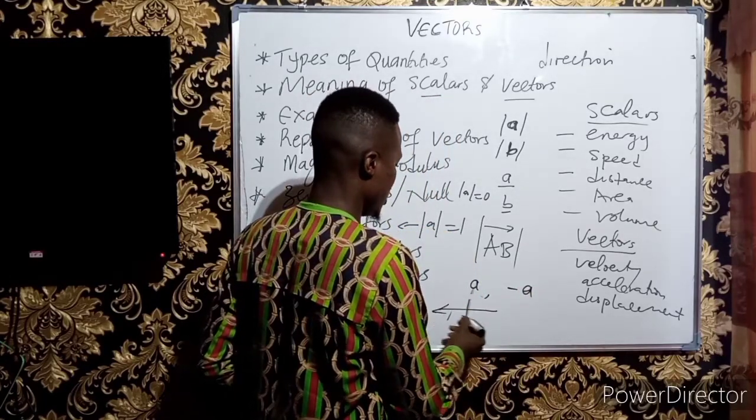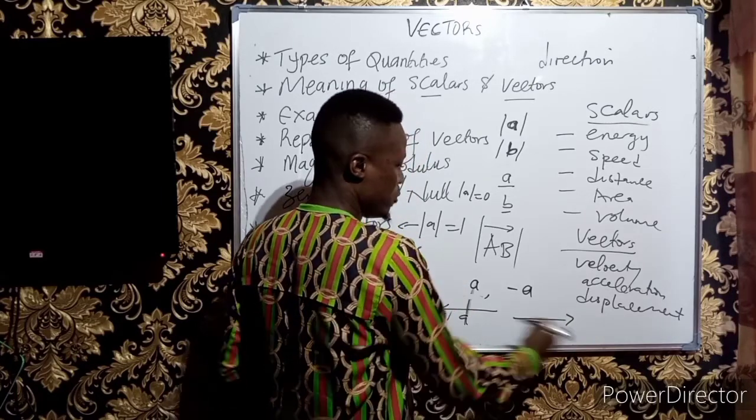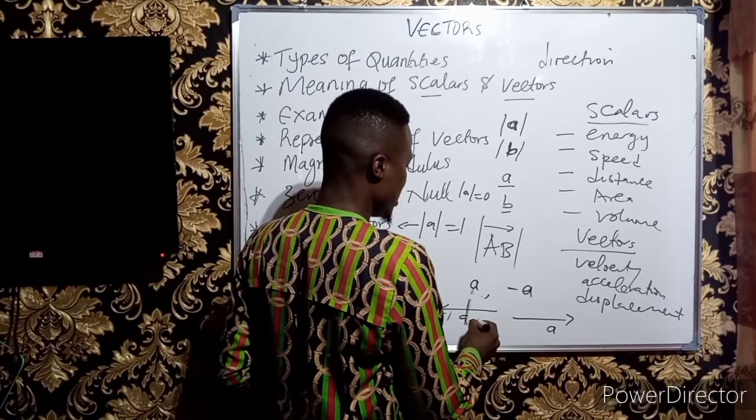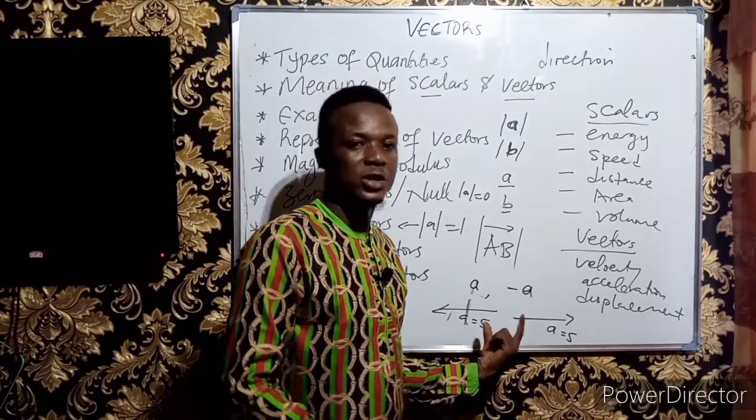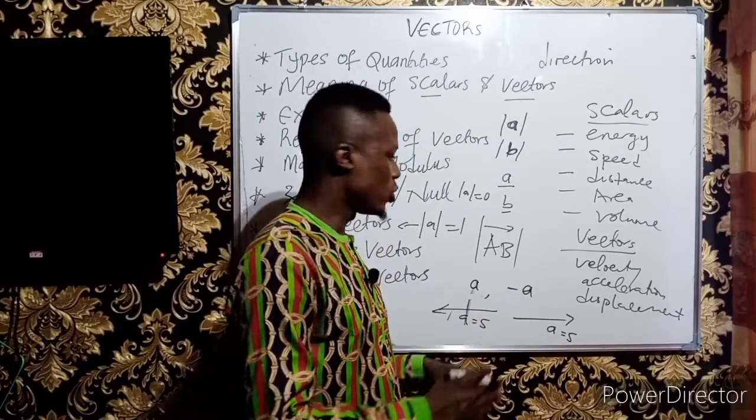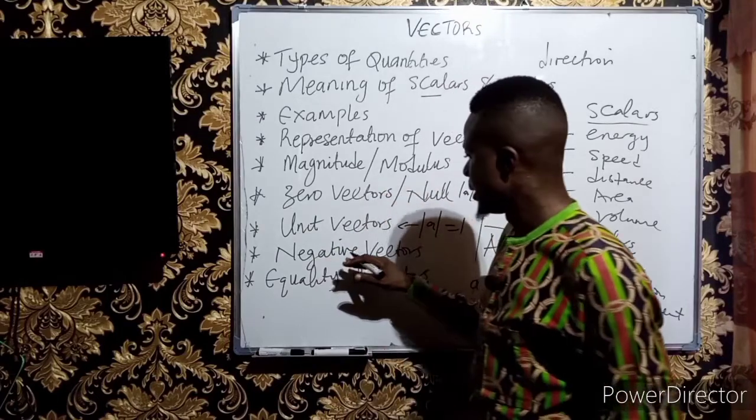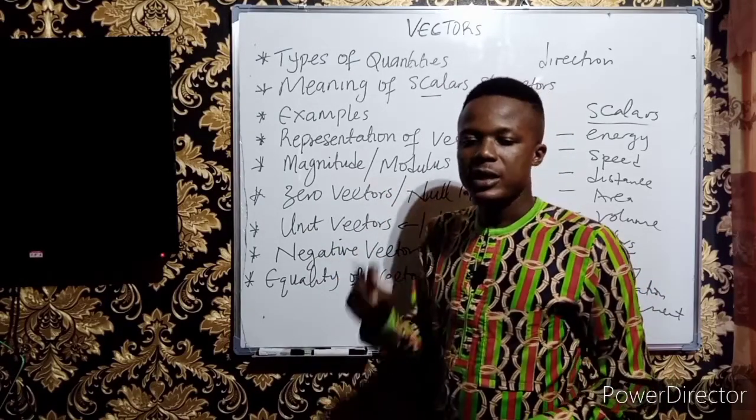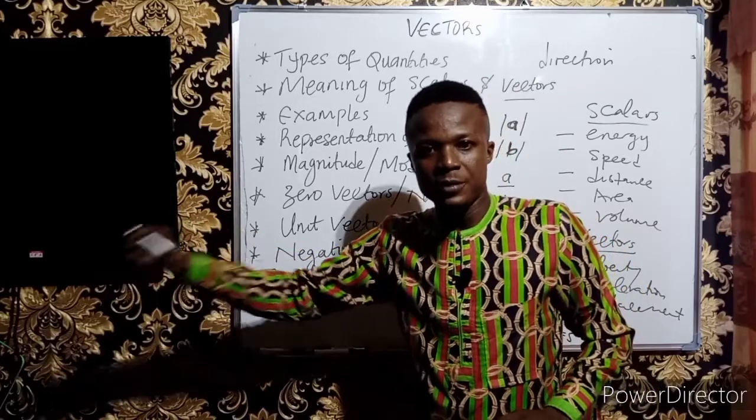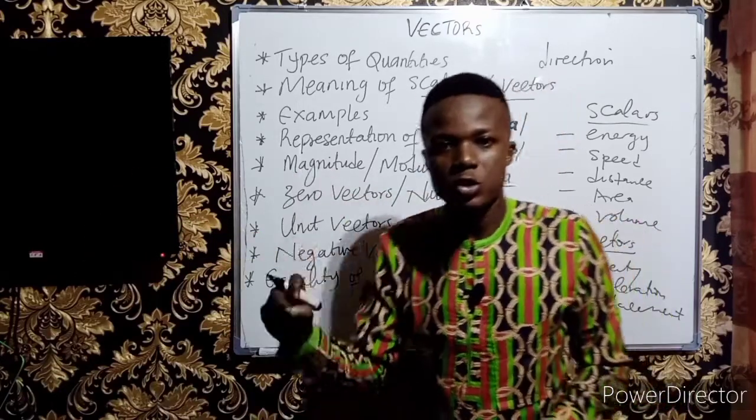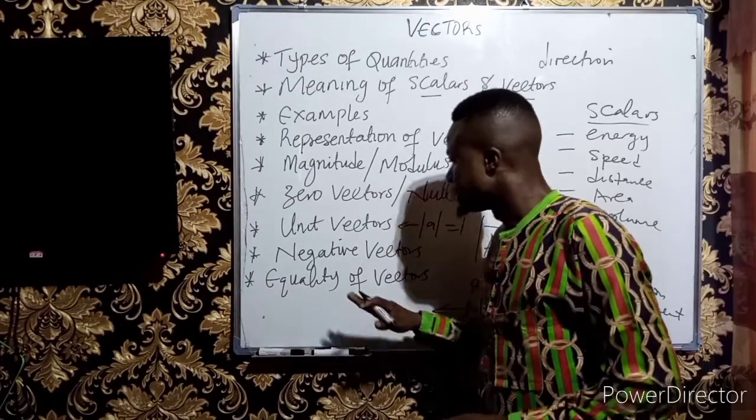Maybe this is vector A, and this one is another vector A, moving in different directions. If this A is equal to 5, for instance, and this is also equal to 5, because their directions are not the same, they are negative of each other, because they are equal in size but their directions are different. That is what we mean by negative vector. So a vector A is said to be a negative vector of another vector B if they are equal in magnitude but opposite in direction. That is just the definition of a negative vector.